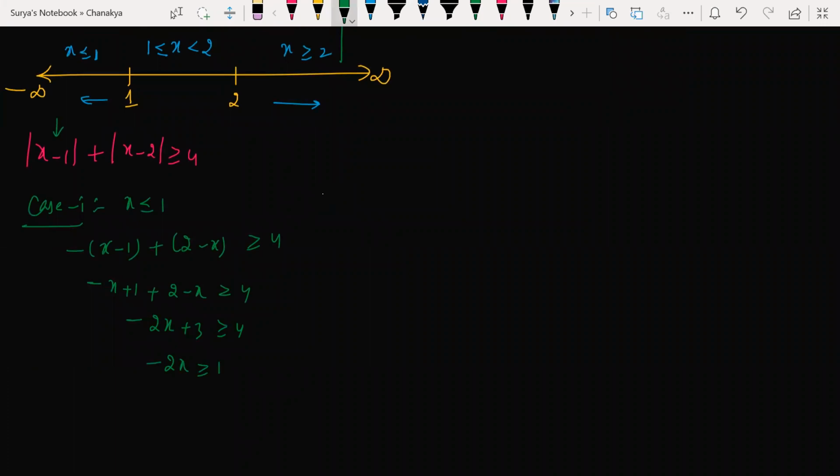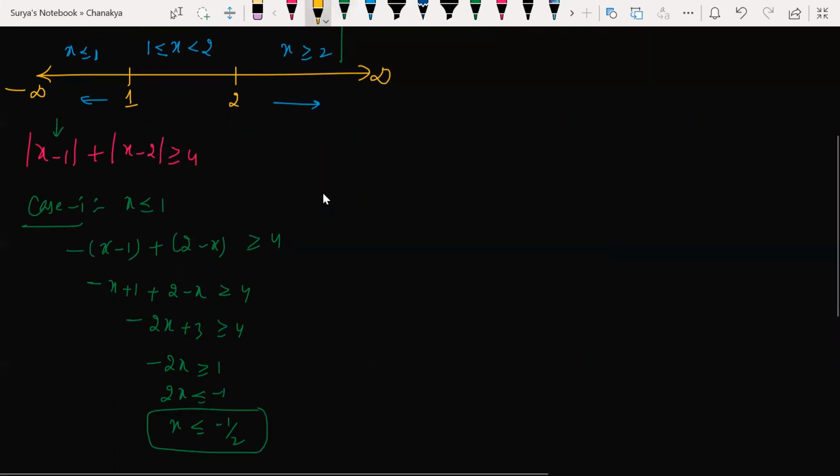Multiply x with minus on both sides, then the inequality changes. So x less than or equal to minus 1 by 2. Now, is minus 1 by 2 lesser than 1 or not? Yes, sir. So it is my solution. It is satisfying. Cool.